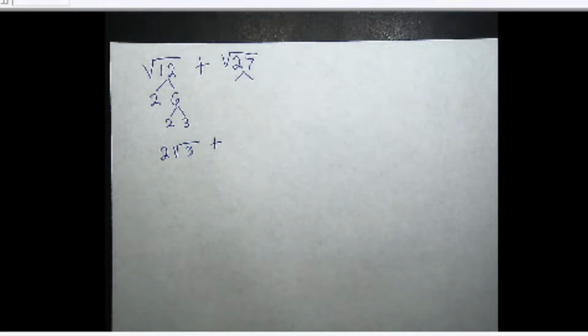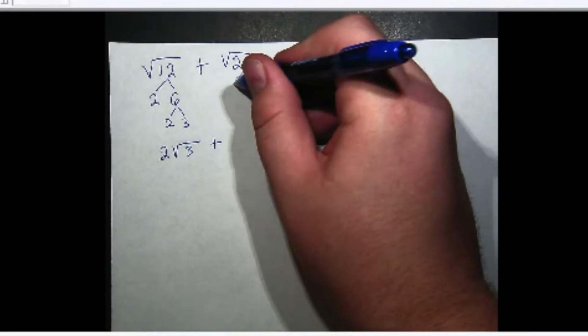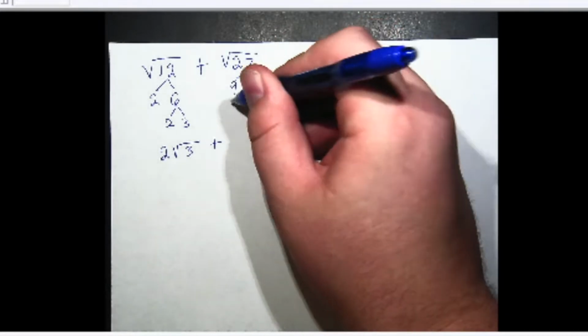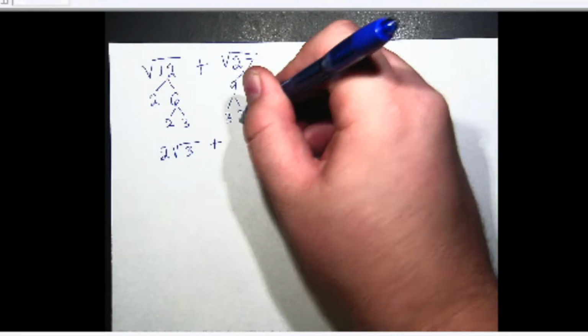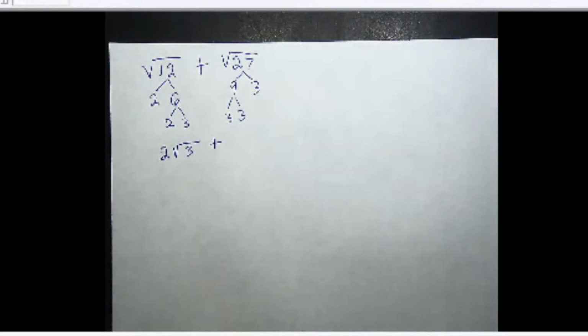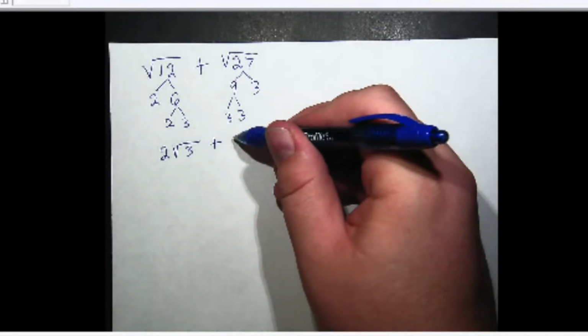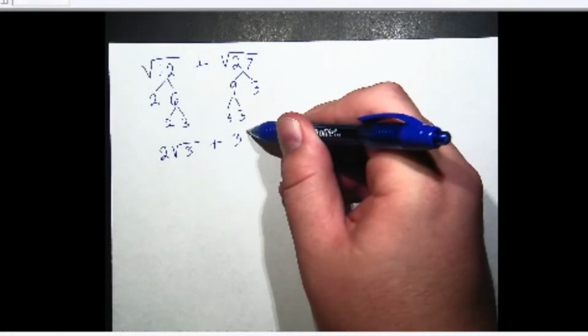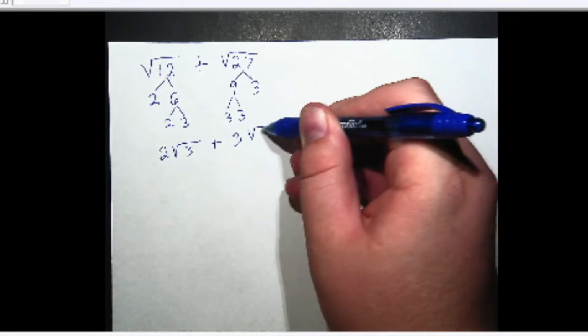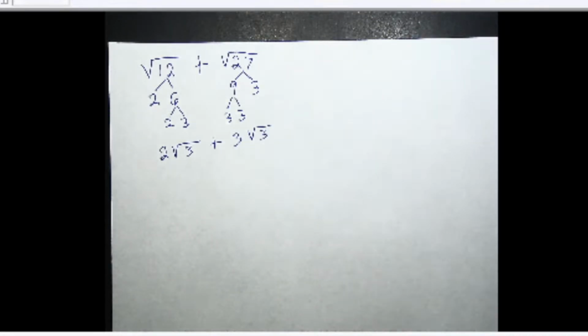Twenty-seven is what times what? 9 times 3. And 9 is... So we've got a pair. What comes out, what stays in? 3 square root of 3, yeah.